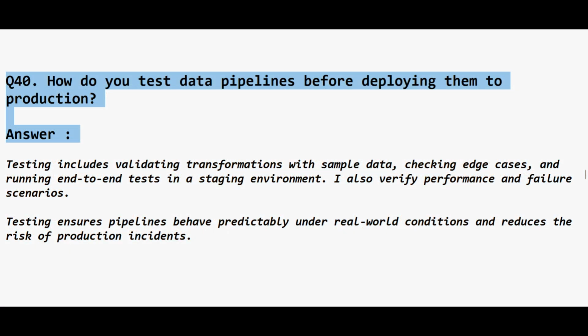Question 40. How do you test data pipelines before deploying them to production? Answer. Testing includes validating transformations with sample data, checking edge cases, and running end-to-end tests in a staging environment. I also verify performance and failure scenarios. Testing ensures pipelines behave predictably under real-world conditions and reduces the risk of production incidents.